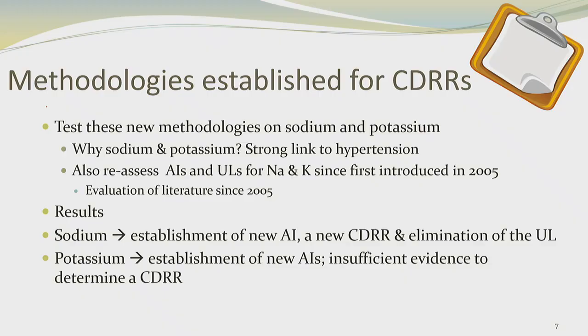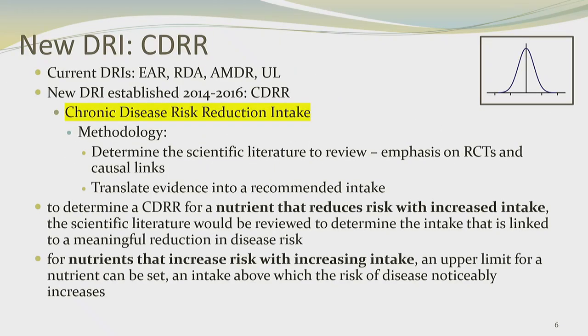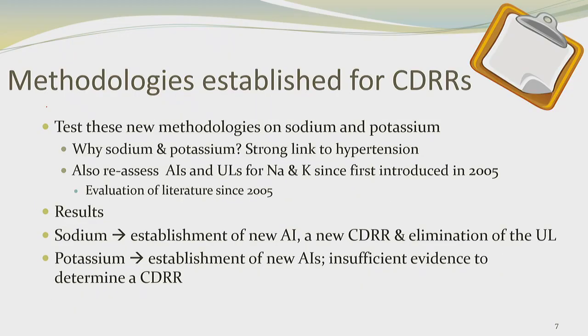It will. So these are the two scenarios that we talked about in the previous slide, because once you have good potassium intake, that will be protective against hypertension. And so that will be a nutrient that reduces risk with increased intake. So if they had enough data and they could set a CDRR, they'll be looking at it as a nutrient that is protective. With increased intake, you have increased protection. Yes. And so based on the evidence that we had, but who knows whether we're going to have a CDRR for potassium at some point when there's enough data to support the establishment of a CDRR for potassium.